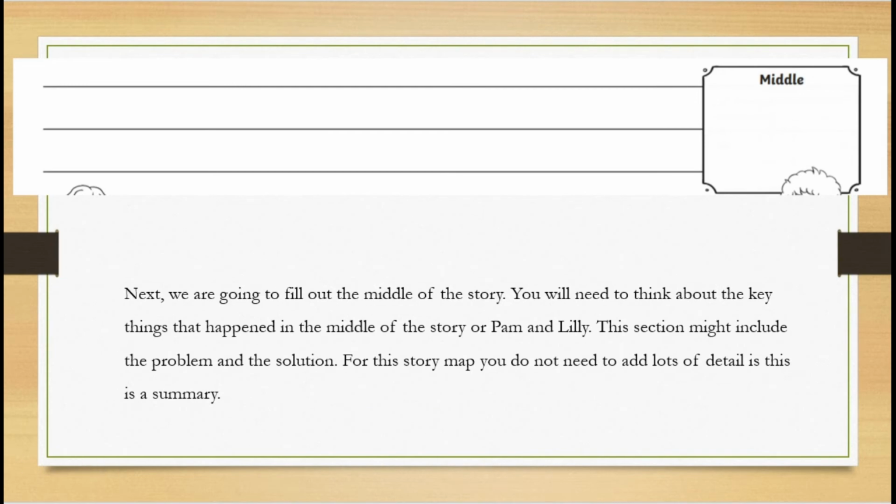Okay, next we're going to fill out the middle of our story. For this, you'll need to think about the key things that happened in the middle of the story for Pam and Lily. This section might include the problem and the solution, or part of the solution. And for this map, you don't need to add lots of detail. Like I said, it's more of a summary. Before I move on to my example of writing for this section, I'd like you to press pause and have a go by yourself, and then you can come back and look at my example once you've done that. Please go and do that now.